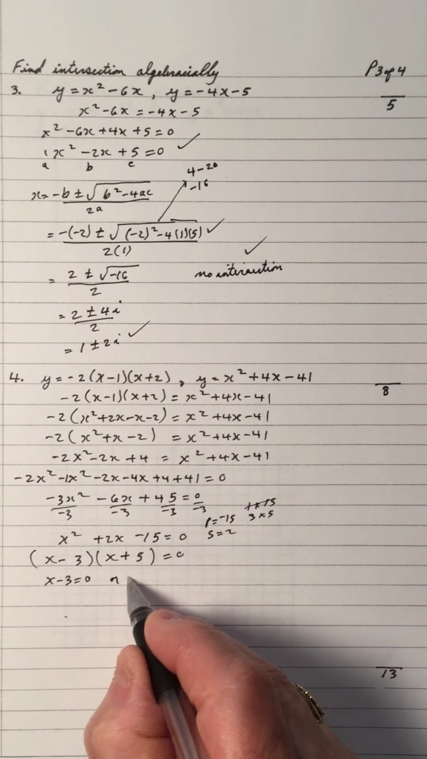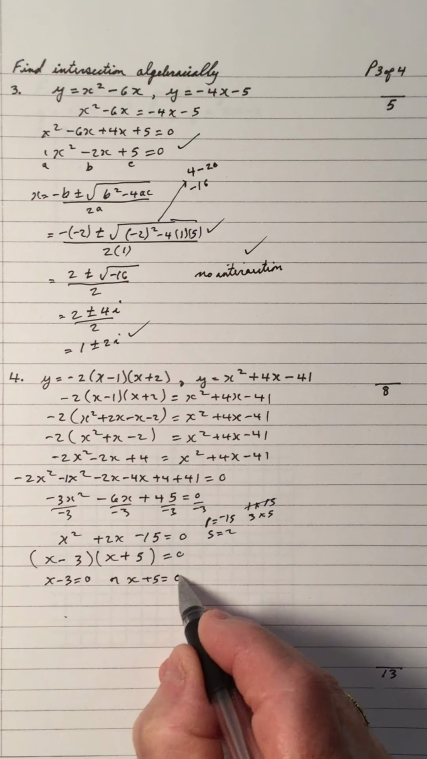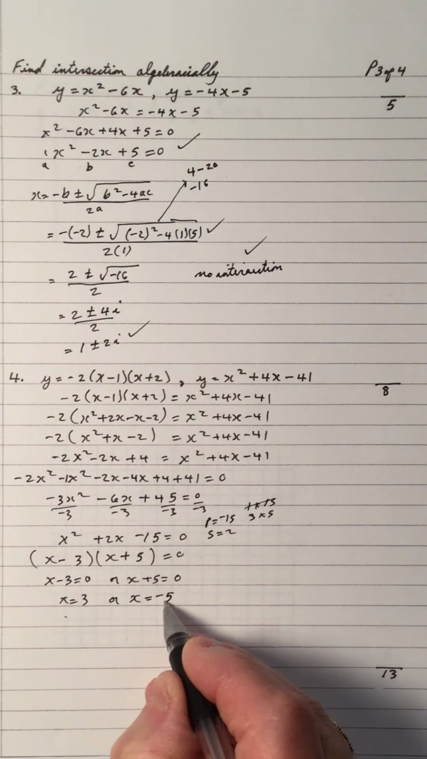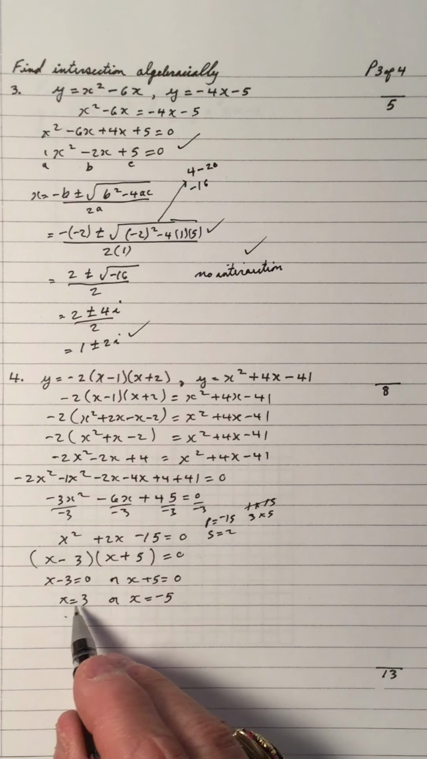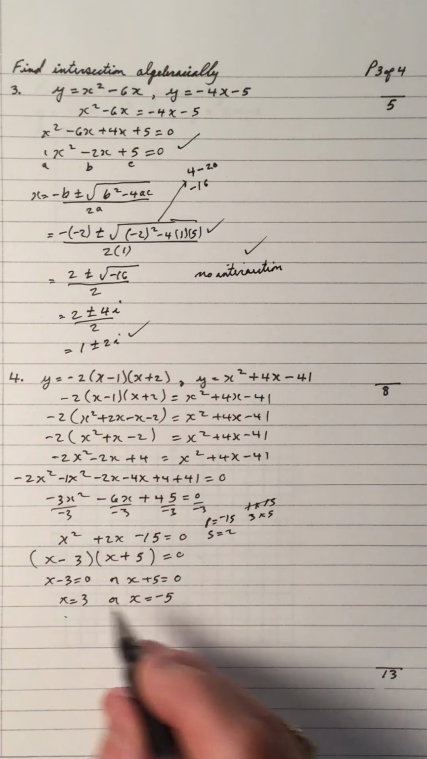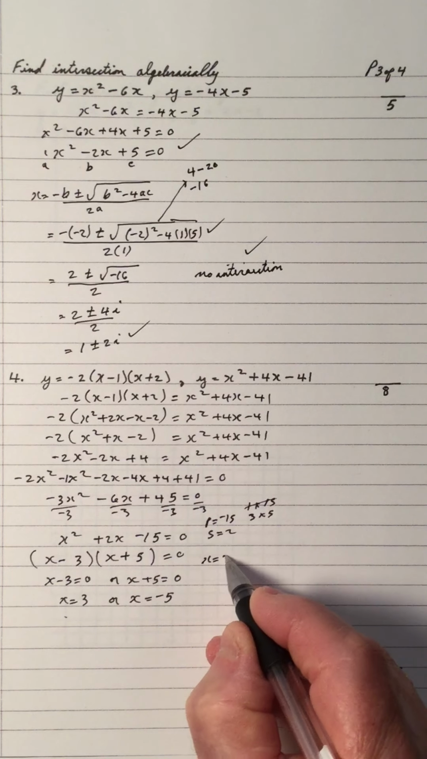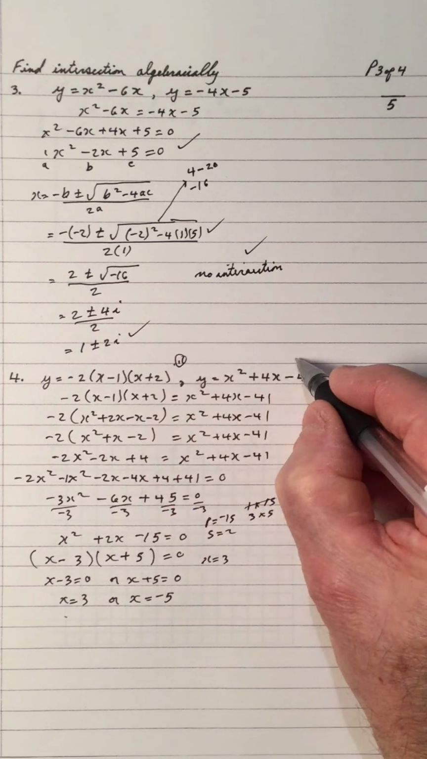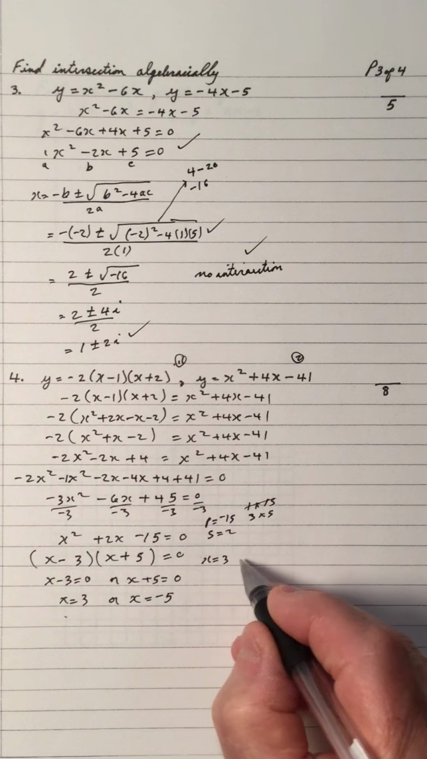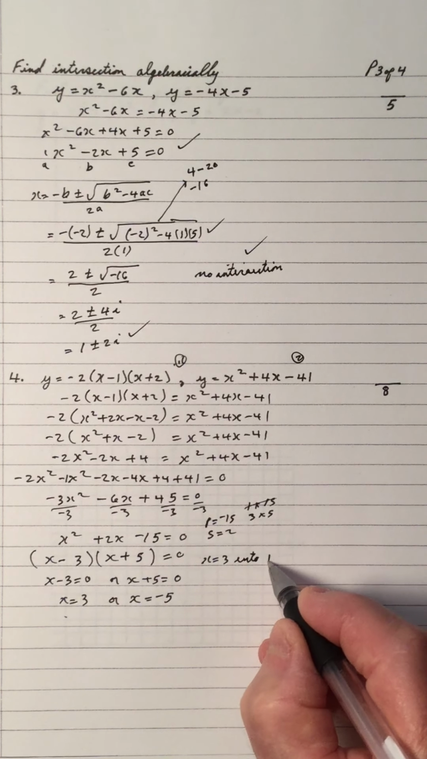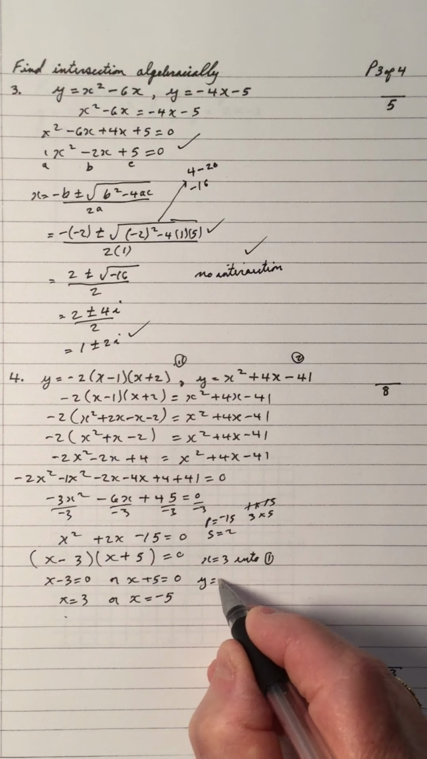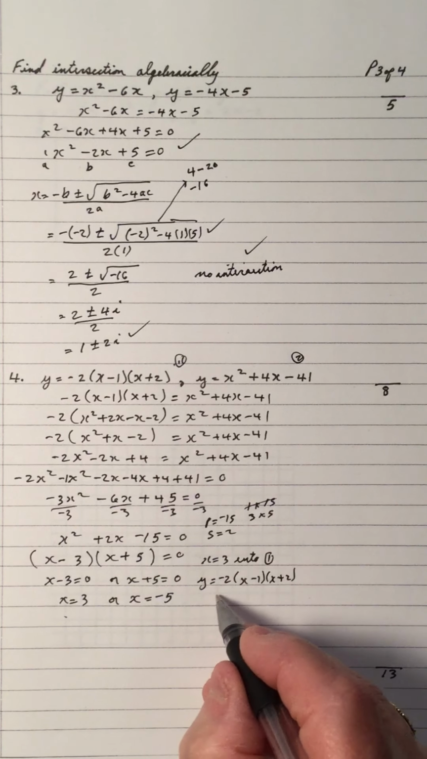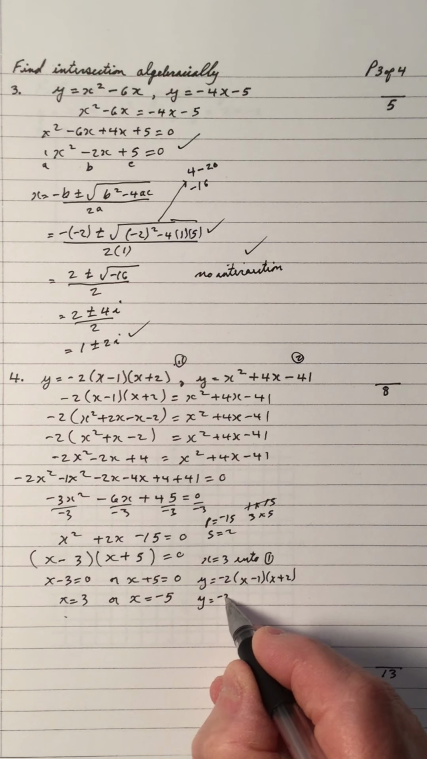So x minus 3 equals 0 or x plus 5 equals 0. So x equals 3 or x equals negative 5. And we have two values of x, so let's take x equals 3. And it makes no difference which equation I sub it into. So this is equation 1. This is equation 2. Let's go into number 1. So y equals negative 2, x minus 1, x plus 2. There's number 1 equation. And I'm going to sub 3 in.